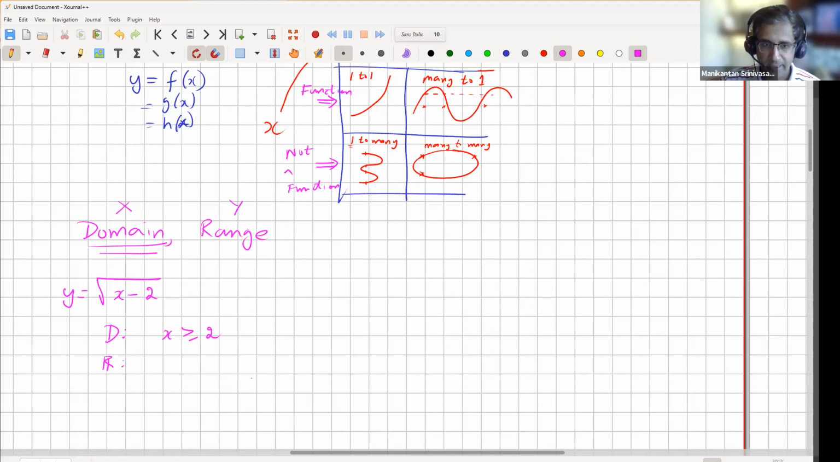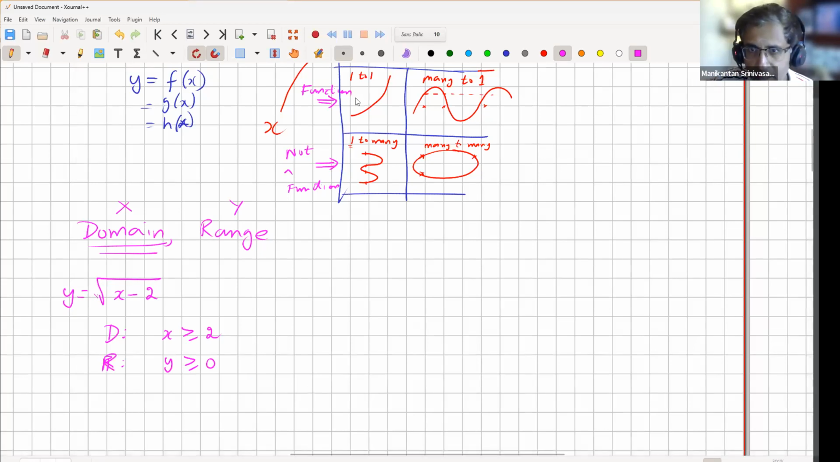But in the simple example, let's say x happens to be 2, then y is 0. And as x increases, y steadily increases. And because it's square root, we have discussed many times, square root stands for the positive square root. So the range would be all y which are greater than or equal to 0. Okay, so that's the range, right? R. Okay, so let's do another example.